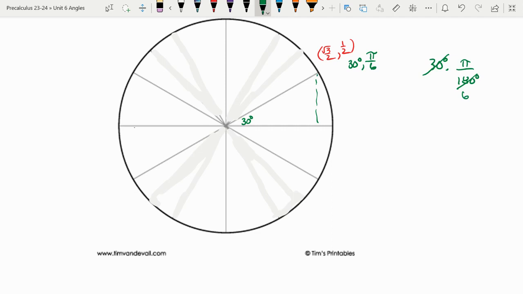So this is 1 pi over 6. Do you agree that this would be 2 pi over 6? What does 2 pi over 6 reduce to? Pi over 3. Isn't that already covered? Isn't this 3 pi over 6? What does that reduce to? Pi over 2. Isn't that already covered? 4 pi over 6 reduces to 2 pi over 3. 5 pi over 6. Doesn't reduce. This is my next.